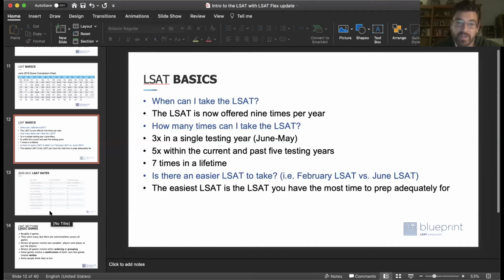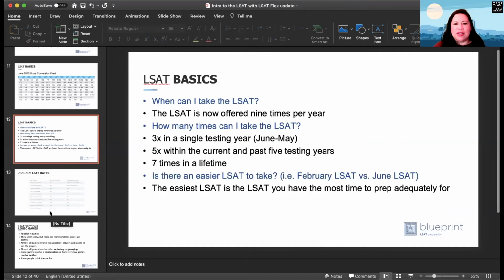Perfect. When can I take the LSAT? It's now offered 9 times a year. That's a big change from the past where it used to be only 4 times a year. And how many times can I take it? 3 times in a single testing year. They try to drive that down a little bit. 5 times within the current and past 5 testing years. That's actually a little bit more generous too. I think it used to be only allowed to take it 3 times within a span of 3 years until about 2 years ago. So it's a big adjustment there.